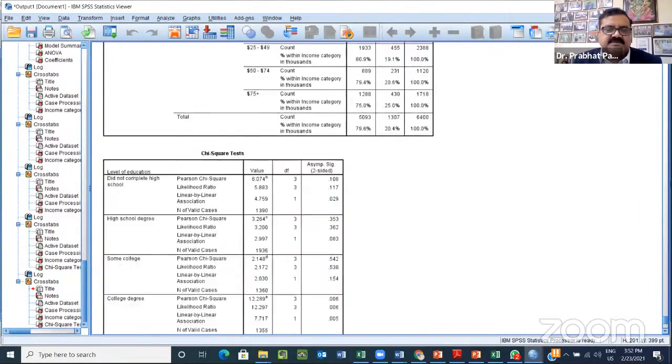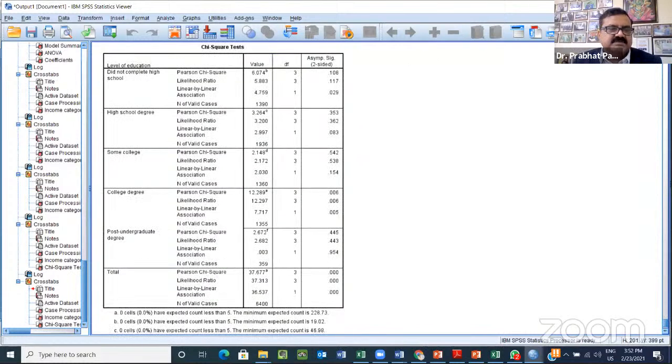So let's forget about the table and all. Let's go to the chi-square test. So what he found was that in the category of education like did not complete high school, the chi-square is insignificant. In the high school category, the chi-square is insignificant. Some college, chi-square is insignificant. College degree, significant. Postgraduate, insignificant. So he was really perplexed.